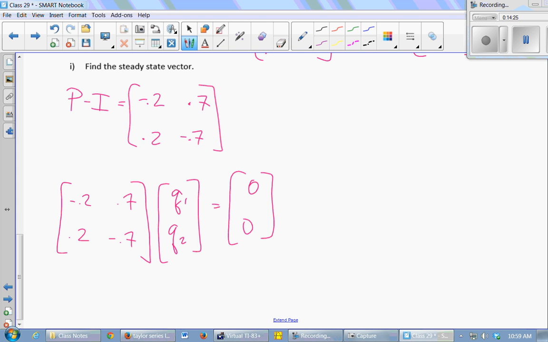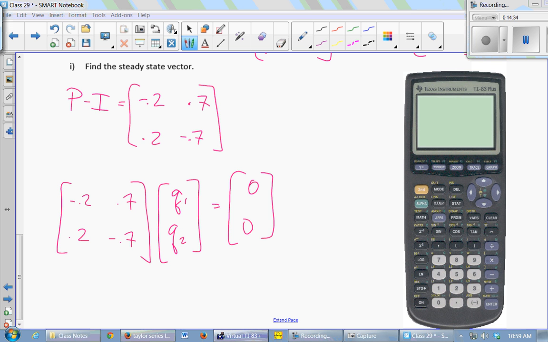So all you have to do is take your P minus I matrix, augment with the zero vector, row reduce, and solve. So let's do that on the calculator. Okay, so I need a 2 by 3. Yep. 0.2, negative 0.7, 0. So I've got my matrix, my P minus I, stochastic matrix minus the identity, augmented with zeros. And then I just go matrix, math, REF, matrix A.